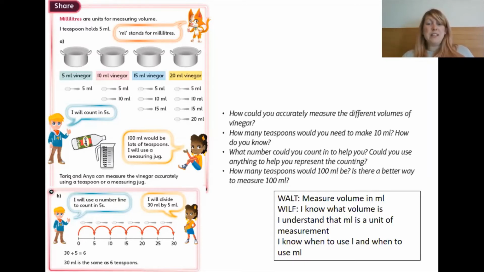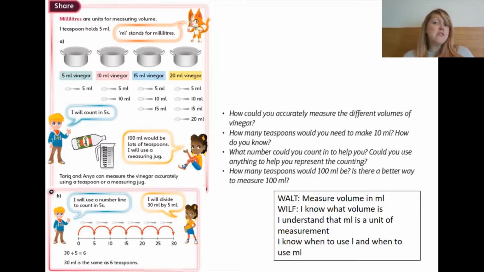Now, Flo is saying, well, actually, do you know what? 100 millilitres would be a lot of teaspoons. Now, I can use my knowledge here. If I know that 4 teaspoons is for 20, 20 times 5 is 100. So therefore, 4 times 5 would be 20. I'd need 20 teaspoons to get 100 millilitres of vinegar.